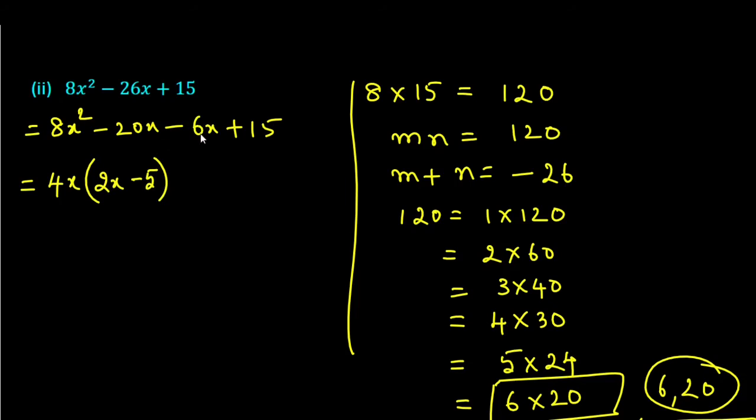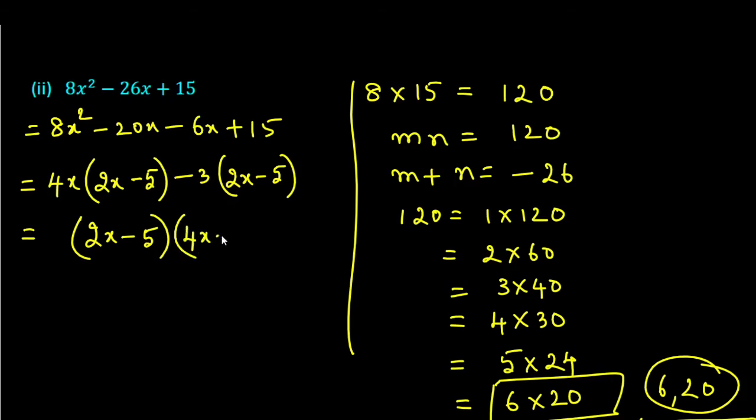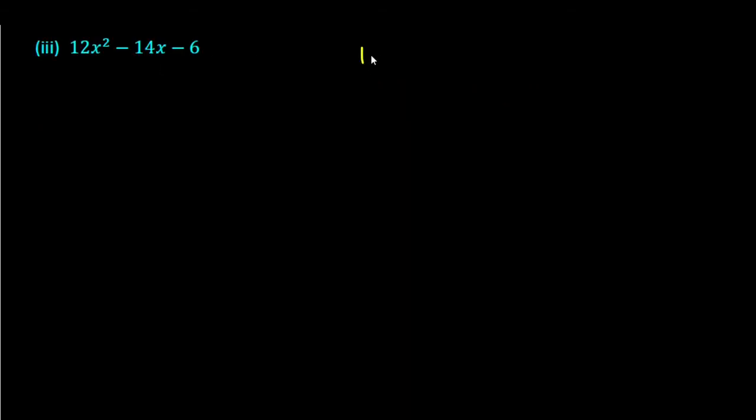Now we have to get +2x here, so we take −3 as common factor. Then we remain with 2x here and here we remain with −5. This becomes (2x − 5) taken as a common factor into (4x − 3). Here 12 into −6, it is −72.